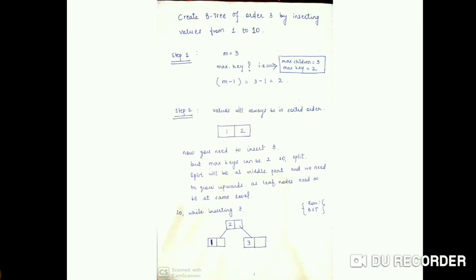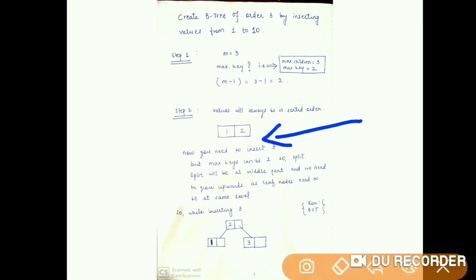Now, focus on step 2. You can take pen and paper in front of you so that you can solve it with me, so that it will be more clear, right? So let's move to step 2, okay? The values will always be in sorted order, so no need to worry about it. When we are inserting 1 and 2, there is no problem. Why? Because the maximum key size is 2. So we have already written 1 and 2 inserted, right? There is no overflow, nothing. As maximum keys is 2, 1 and 2 are easily inserted.